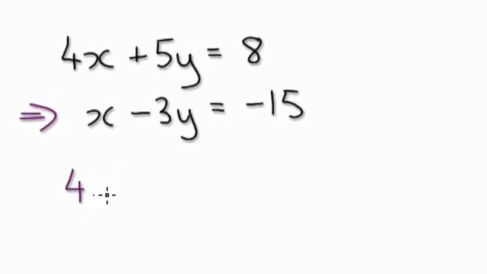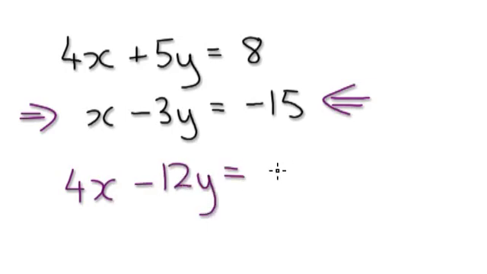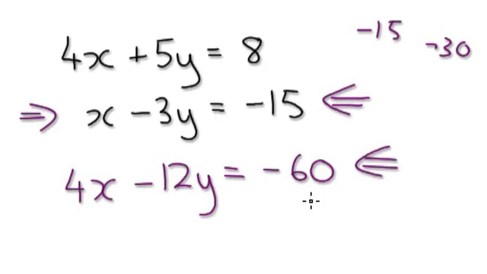So that will give us 4x. Remember, we're timesing everything by 4, so we are timesing everything here by 4. So that will give us 4x minus 12y, and then equals times by 4. So this will be minus 60. Okay, because I know that minus 15 times 2 will give me minus 30, and then I'm going to double it. Anyway, times everything by 4, it will give you this here.